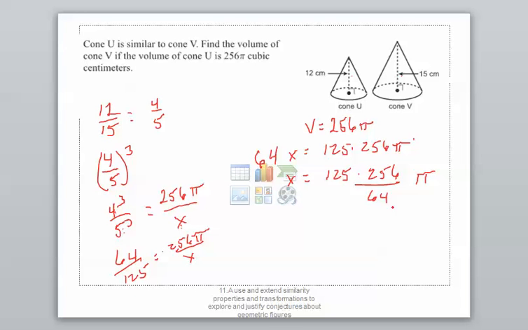So what am I going to wind up with? I'm going to wind up here with 500 pi. And that would be x. That would be the volume of the larger cone here. 500 pi centimeters cubed would be the volume.